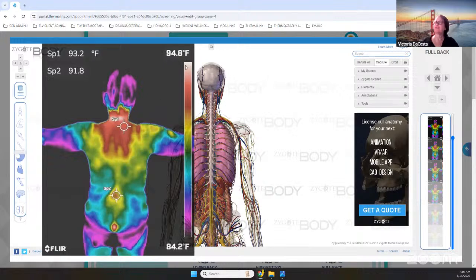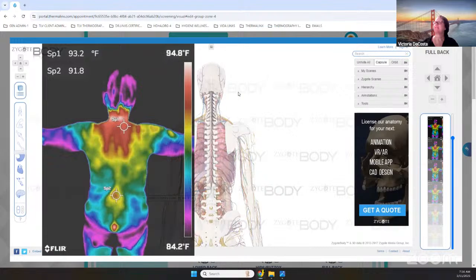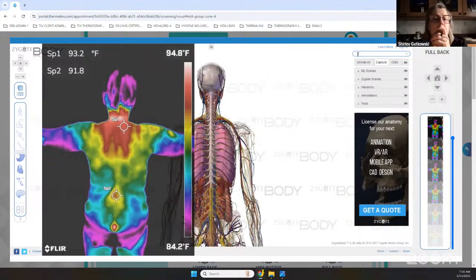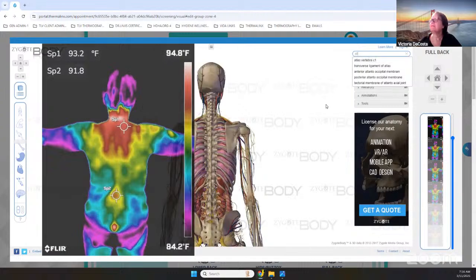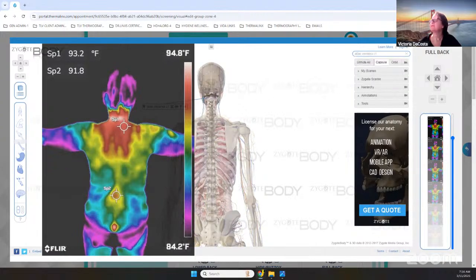Right, but what bone is it connected to? Oh, this up here is the atlas, right? Okay, so the white is the atlas. Yes, and as I get the atlas here, and then on the vertebrae. Okay, the skull.